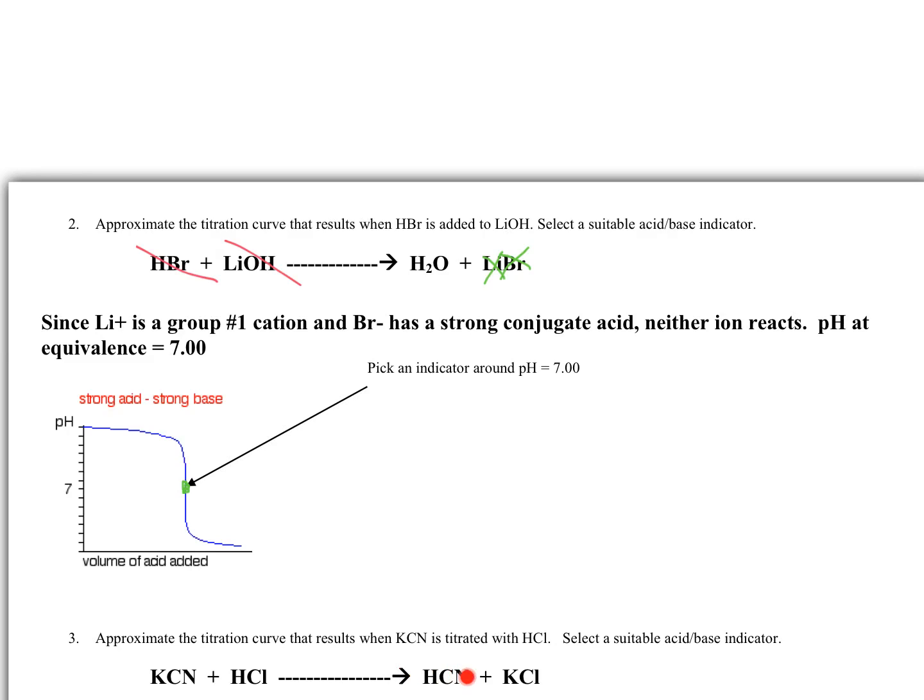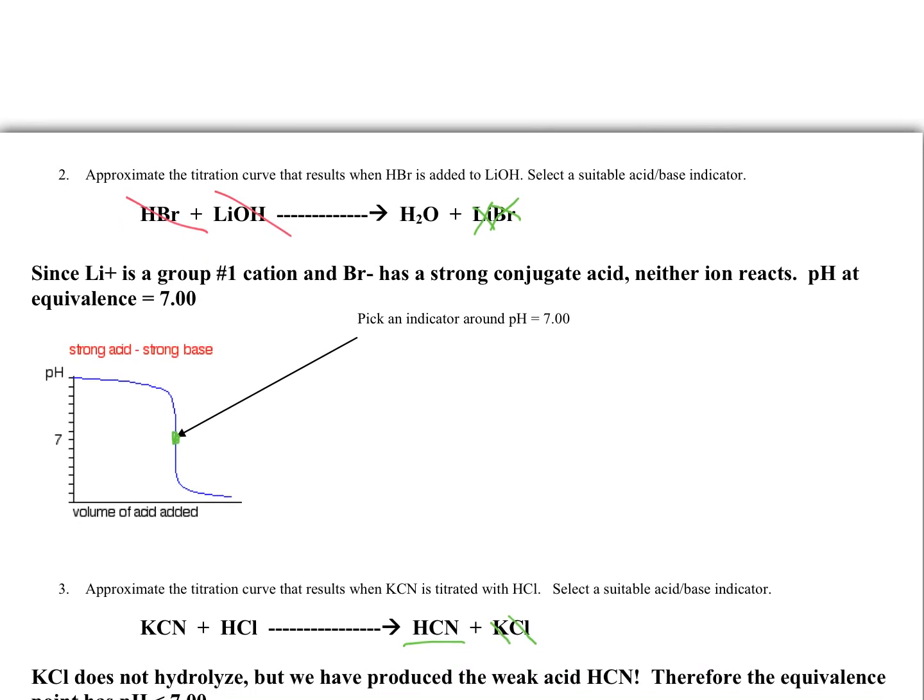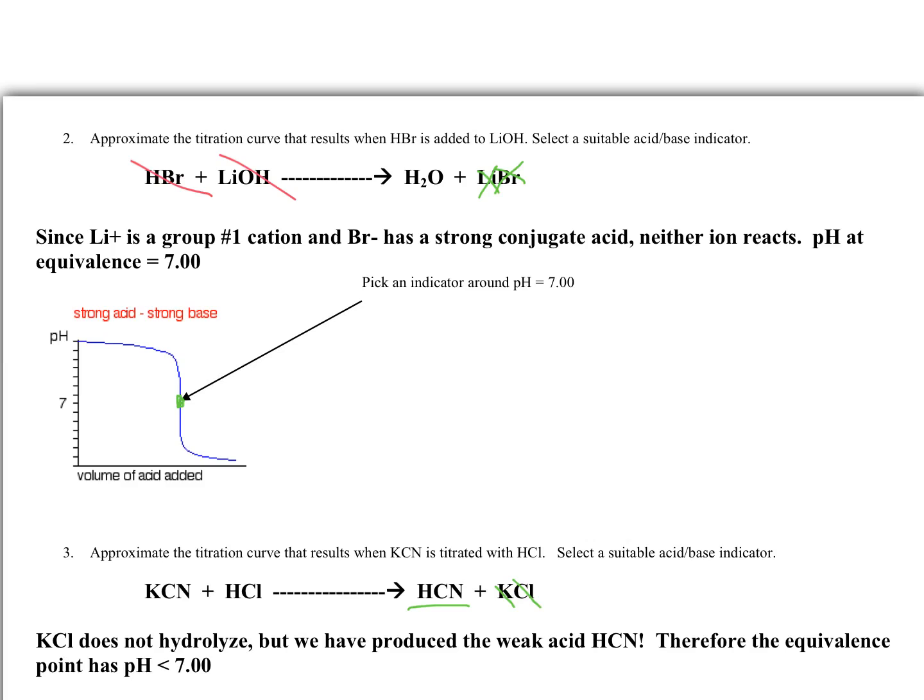Looking at my products, I don't have water this time, I have HCN and I have KCl. KCl is my salt, so let's see if that will affect the pH. K is from a strong base, Cl is from a strong acid, so neither one of these will affect my pH. The HCN, however, is in fact an acid. So if I have an acid in my solution, even at the equivalence point, then I should have an equivalence point that is a pH less than 7, an acidic pH.